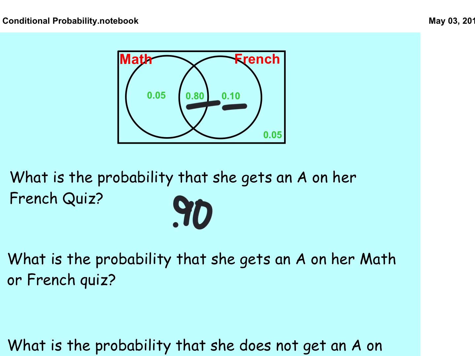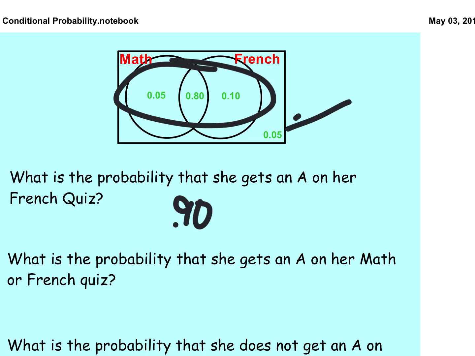Okay, probability she gets an A on her math or French quiz. It is pounded into your head by now that or is a big answer, so hopefully you knew you put all those together. Do you get that it would be just as smart to say the whole thing adds up to 100? So those must add up to 95 because there's 5 left on the outside. You could have known it was 95 by not even adding these up, but by taking the other one and taking 1 minus that.